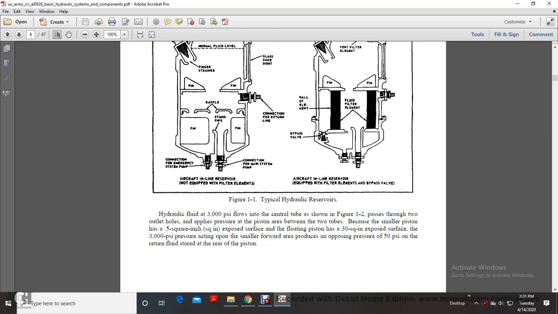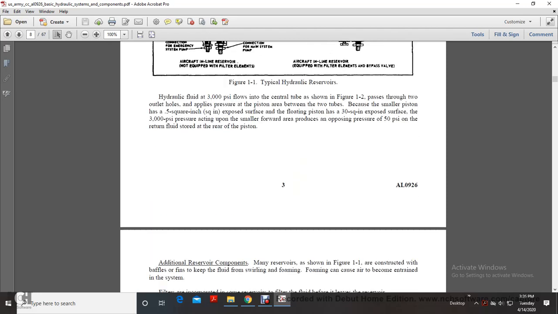Hydraulic fluid at 3,000 psi flows through the central tube shown in figure 1-2, past two outlet holes, and applies pressure at the piston area between the two tubes. The smaller piston has a half square inch of exposed surface, while the floating piston has 30 square inches exposed to 3,000 psi. Pressure acting on the smaller forward area produces the opposing pressure of 50 psi on the return fluid stored at the rear of the piston.